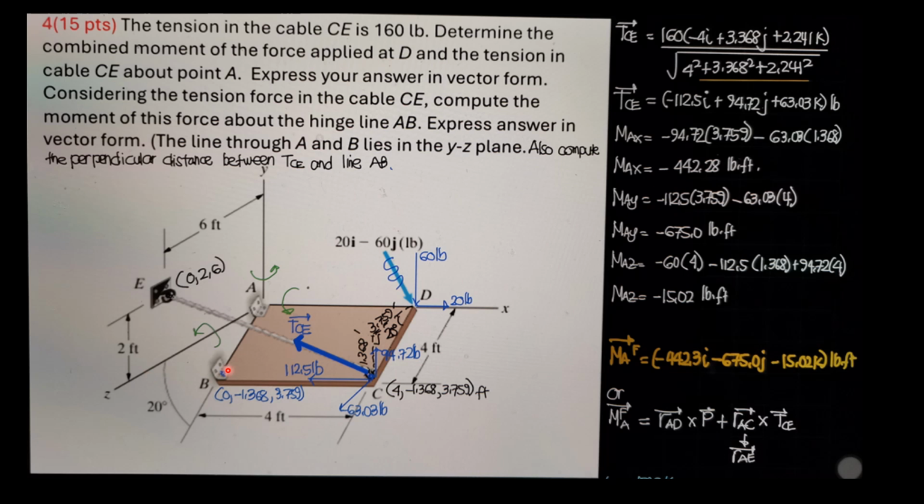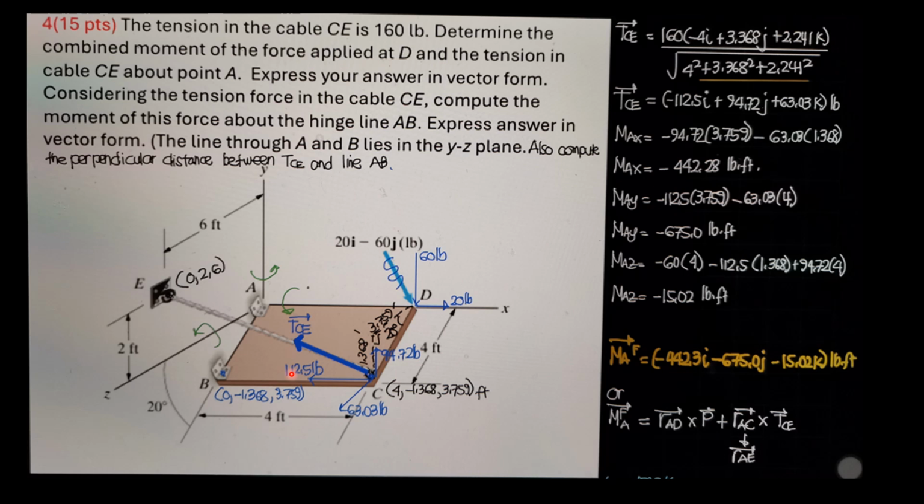And finally, moment about AZ axis, which is this AZ axis here. So for 20 pounds, it crosses A, and A is also on the Z axis, so 0. So the only component of force that has moment about AZ is 60. And of course, it is clockwise about A, or clockwise about AZ. So this is the positive sense. So negative 60 times 4. Negative 60 times 4.